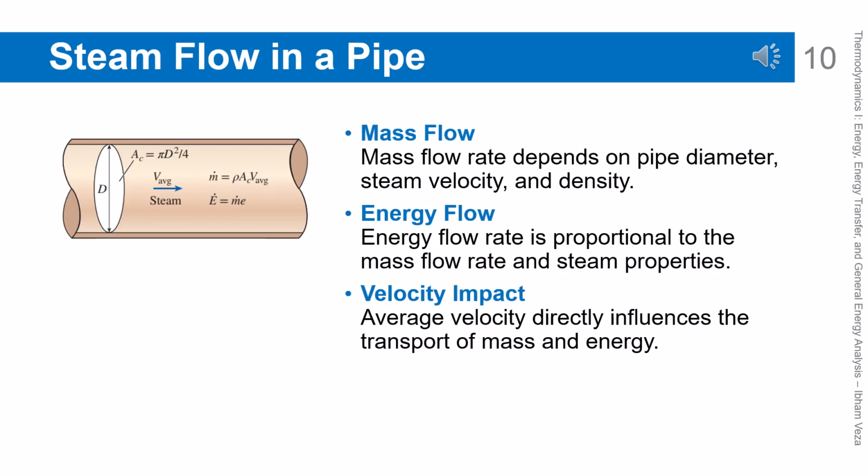Steam flow in a pipe. The mass flow rate depends on the cross-sectional area, density, and flow velocity. The energy flow rate is proportional to the mass flow rate and the energy properties of the fluid. The average velocity becomes a key parameter in energy transport. A flowing fluid always carries energy with its mass. This is very important in control volume analysis.